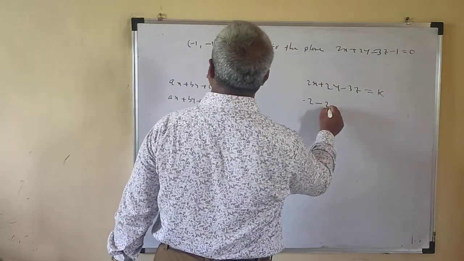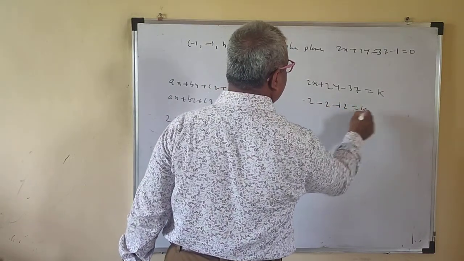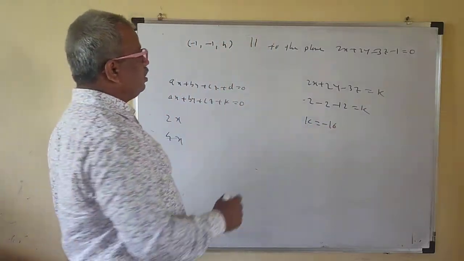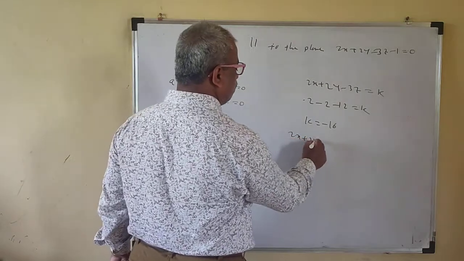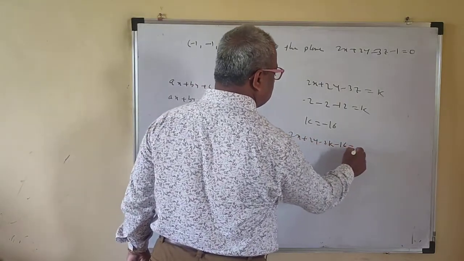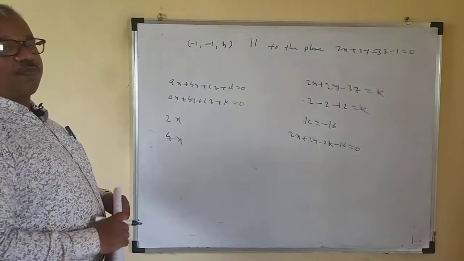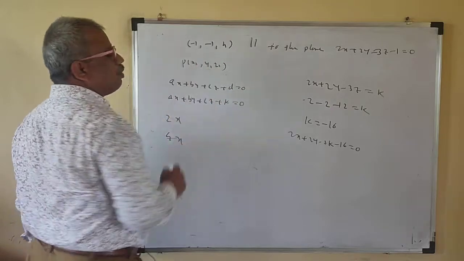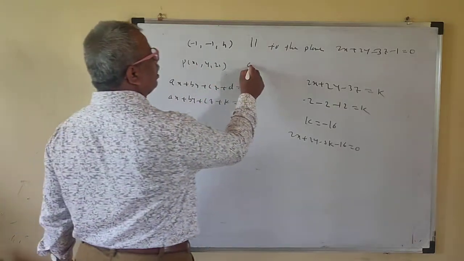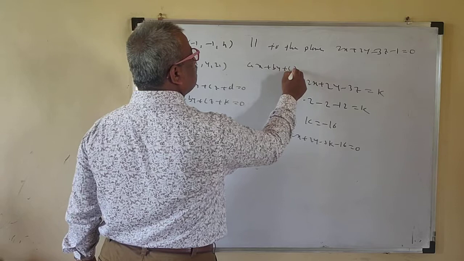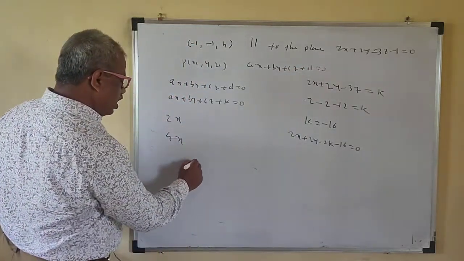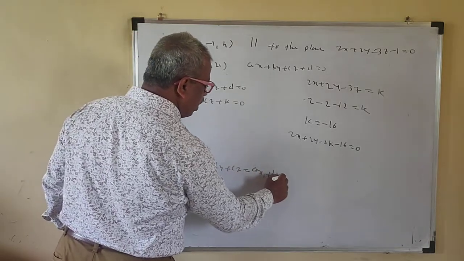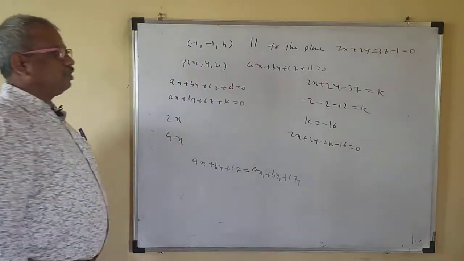So that is minus 2 minus 12 is equal to k. So k is equal to minus 16. So your equation of plane is 2x plus 2y minus 3z minus 16 is equal to 0. Or directly you can find the equation of the plane. Suppose this is P (x1, y1, z1). The equation of the plane passing through this and parallel to ax plus by plus cz plus d is equal to 0 is ax plus by plus cz is equal to ax1 plus by1 plus cz1.